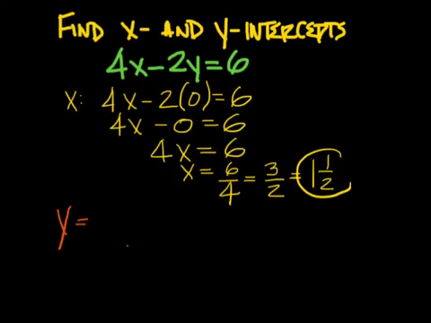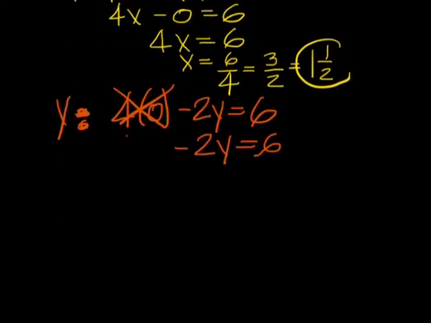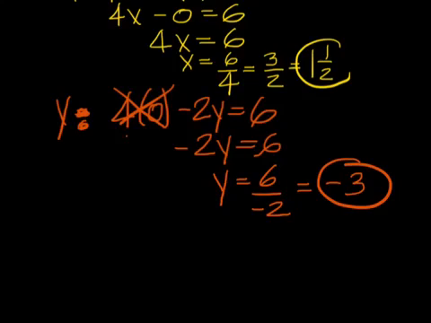If you want to find the y-intercept, then it shouldn't be an equal sign, it should be a colon. If you want to find the y-intercept, put a 0 in for x. And when you put a 0 in for x, it's going to cancel out that term, and you're left with negative 2y equals 6. So divide both sides by a negative 2, and you end up with negative 3 for the answer. So this was the x-intercept, this is the y-intercept.